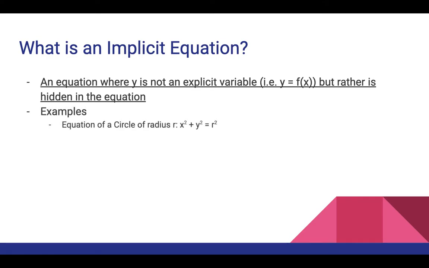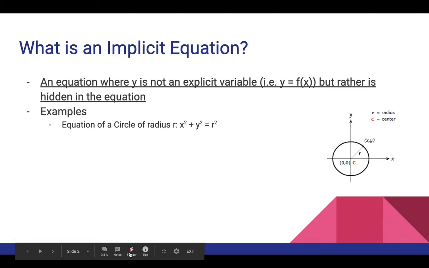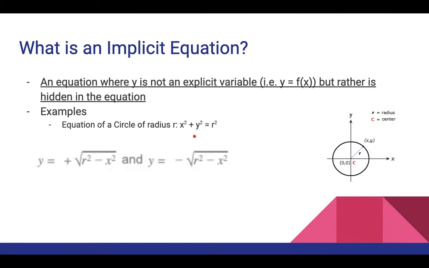Some examples: the equation of a circle of radius r, x squared plus y squared equals r squared. The reason being is that y is hidden here, and any attempt to solve for y cannot be done cleanly, because if we do this, we're going to take the square root, which gives two different solutions: y equals the positive square root of r squared minus x squared, and y equals the negative square root of r squared minus x squared. Another example would be x squared plus 2y squared divided by y equals 6.